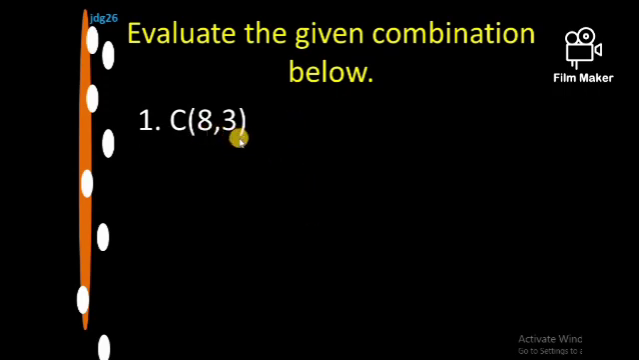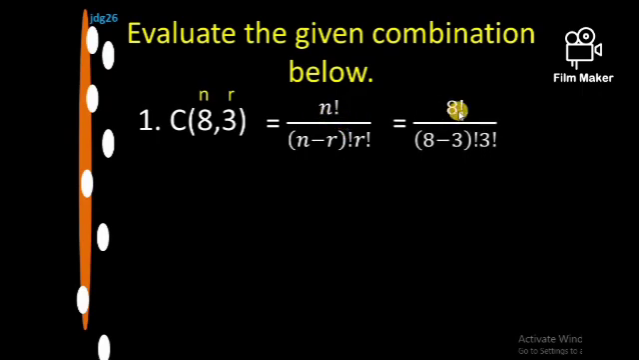So, ano ang equivalent nito? Identify muna si letter N, which is 8. Ang R natin ay si 3. Now, let us use the formula N factorial divided by N minus R factorial times R factorial. Substitute the values of N and R. So, ang N ay 8 factorial. Yung N minus R natin becomes 8 minus 3 factorial na, and then 3 factorial.